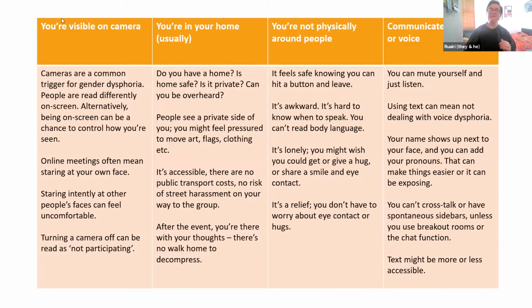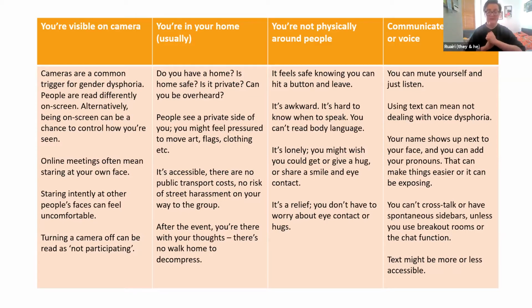So, you're visible on camera. What impacts might that have for LGBTQ people particularly? Cameras and that very mediated visual experience is a super common trigger for gender dysphoria. People are read differently on screen. I can be in a Zoom work meeting and then go to the corner shop and then pick up a delivery, and my gender can be assumed in 3 different ways over the course of those 3 different interactions.